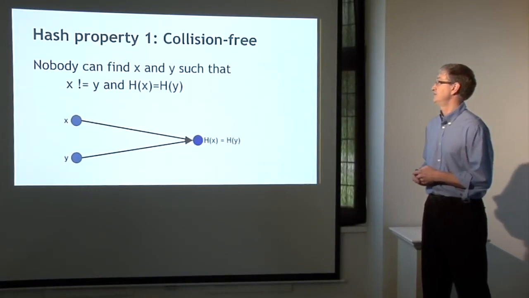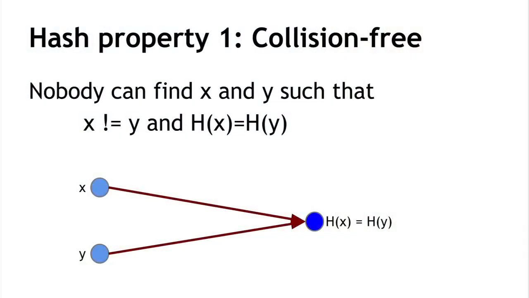So first, collision-free. The first property that we need from a cryptographic hash function is that it's collision-free. What that means is that nobody can find values x and y such that x and y are different, and yet the hash of x is equal to the hash of y. If we look at the operation of the function as depicted by one of these red arrows, here's x and H(x), and here's y and H(y), then nobody can find a situation like this, where you have an x and y that are separate, and yet when you hash them, they hash to the same value.